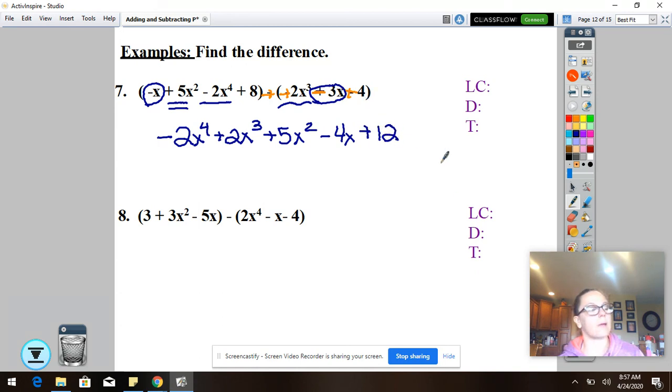Now I look. I'm already in normal form. 4, 3, 2, 1, none. So I know my leading coefficient would be negative 2. My degree is 4. And then I have 1, 2, 3, 4, 5 terms.